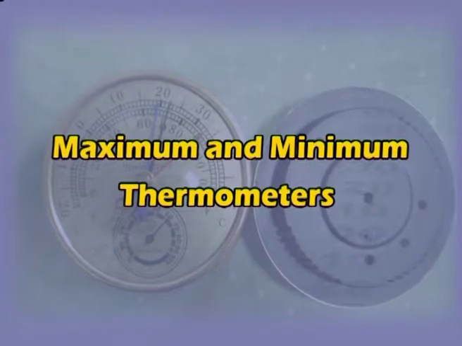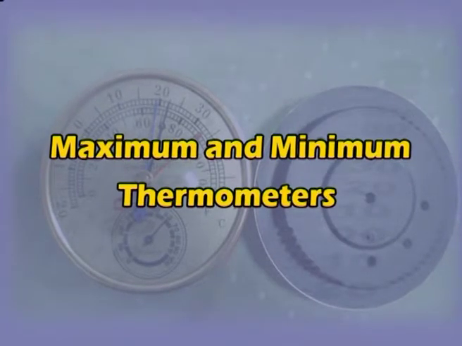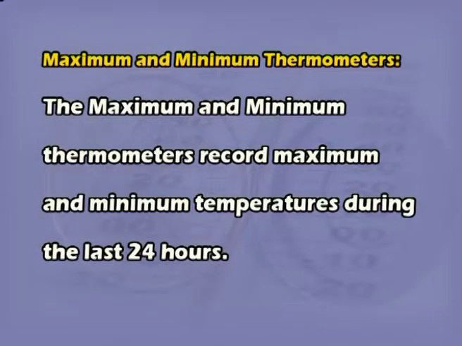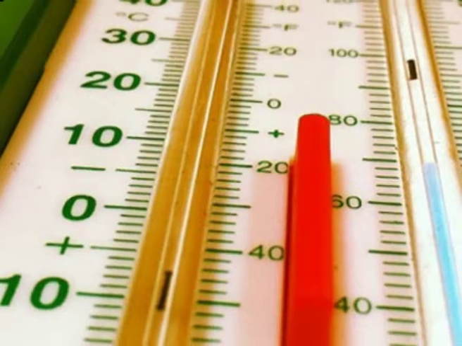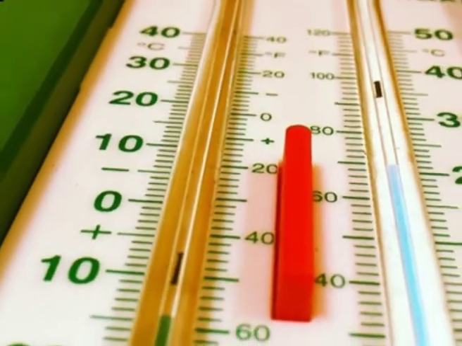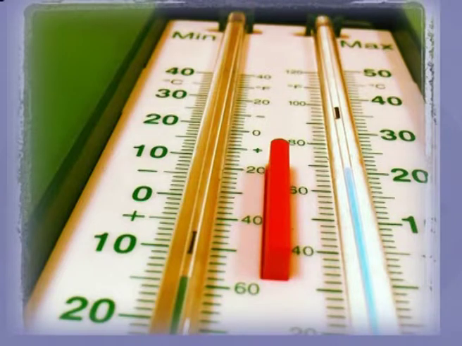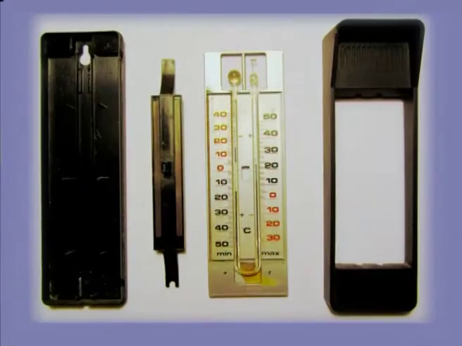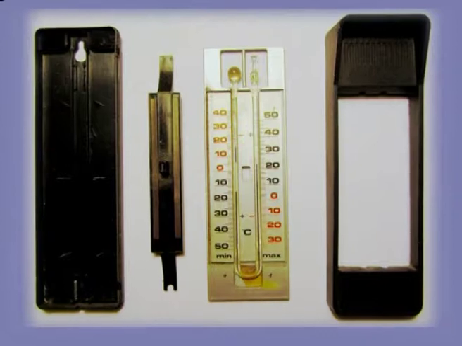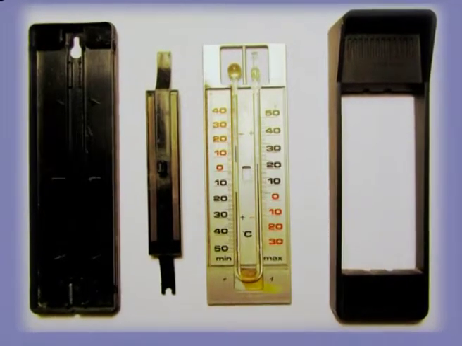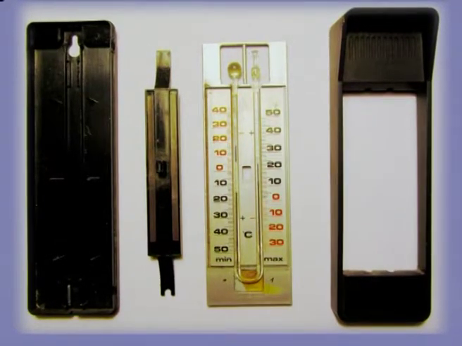The maximum and minimum thermometers. The maximum and minimum thermometers record maximum and minimum temperatures during the last 24 hours. The mean temperature for the day is obtained by taking the average of the maximum and minimum temperatures. The mean monthly temperature denotes the average of the daily mean temperatures.